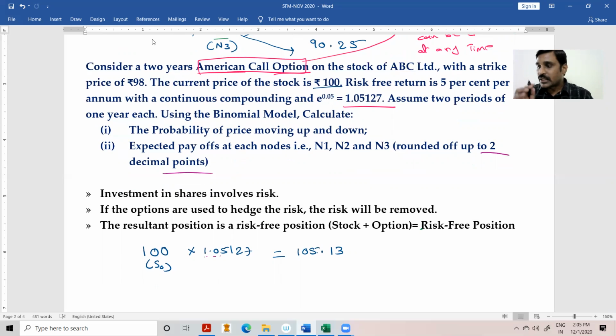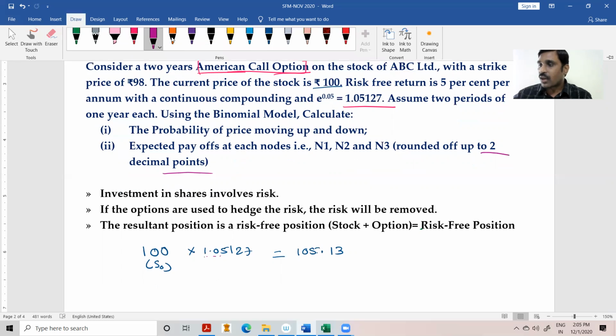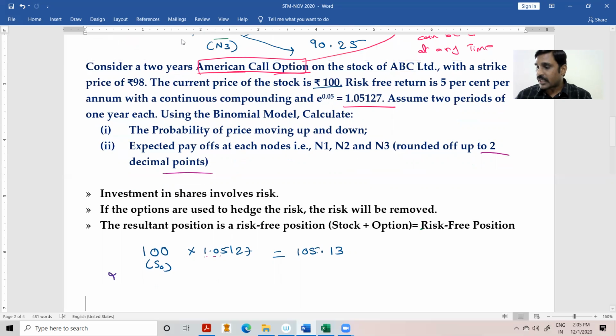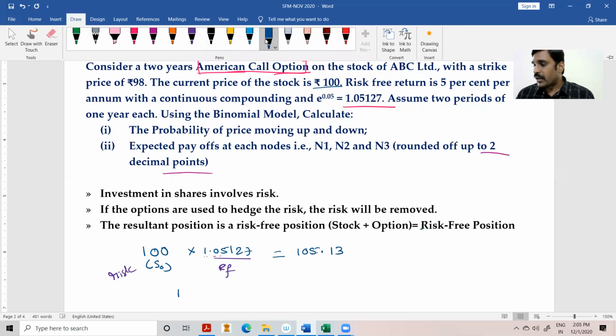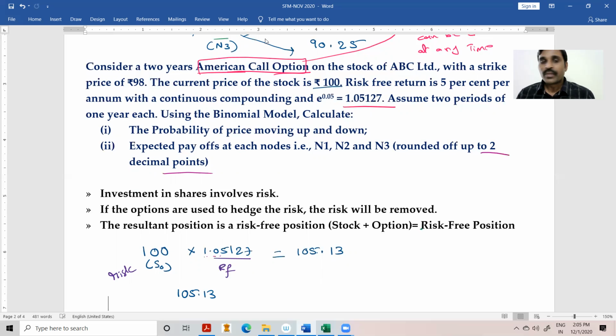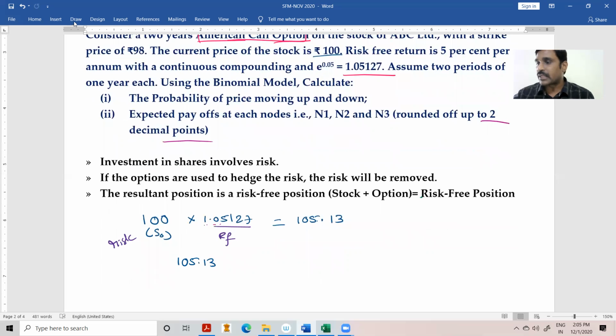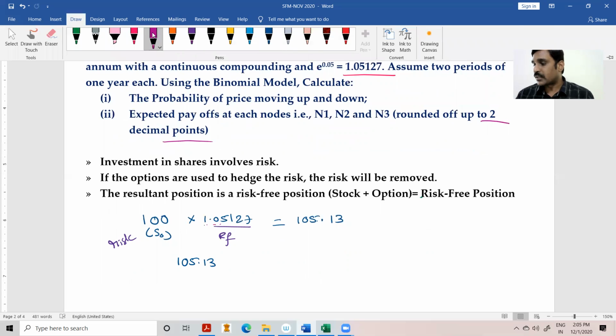Now this is the point. Even though this stock is a risky stock, because of the option, I am claiming only the risk-free rate of return. The risk involved in the stock is removed through options. So I am entitled only for the risk-free rate of return. Therefore, on my investment, I am entitled to only 105.13. This should be my expected payment.